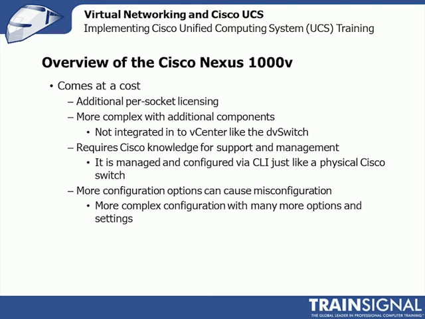I mean, that just kind of makes sense. And more configuration options can cause misconfiguration, which is usually the biggest case with the 1000V. If you do something wrong or mess something up in the command line or wipe out the config, you can take down the network through the entire cluster. Now, I can log onto a core switch and take down the entire data center. So it's not more risky than about anything else, but sometimes people worry about that, and it is a concern.